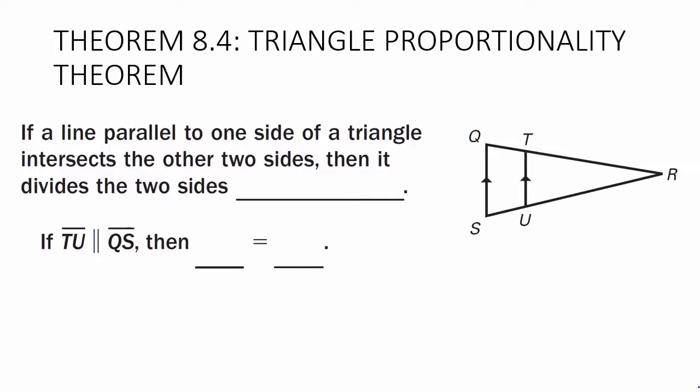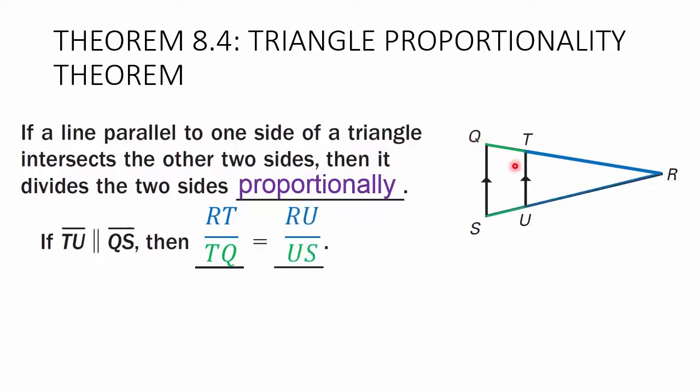If a line parallel to one side of a triangle intersects the other two sides, then it divides the two sides proportionally. That is, if line segment TU is parallel to line segment QS, then you can write a proportionality statement that RT, which is this length, over TQ, which is this length, is equal to RU, which is this length, over US. Remember that proportionality does not necessarily mean that the triangle is cut in half. It just means that they are growing at the same rate, or the ratios are the same on each side.